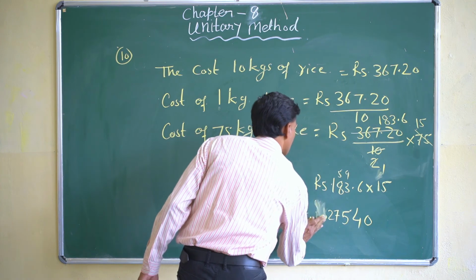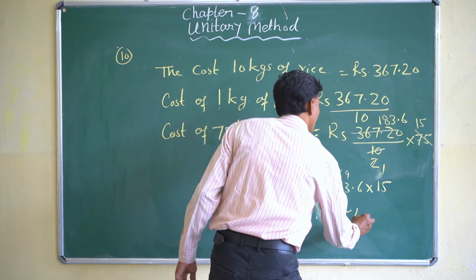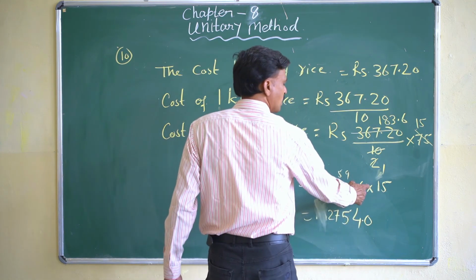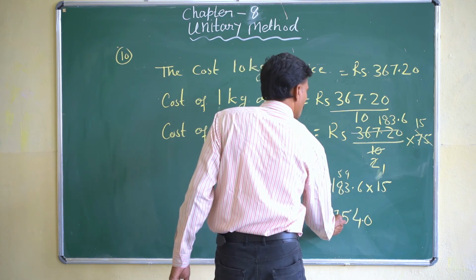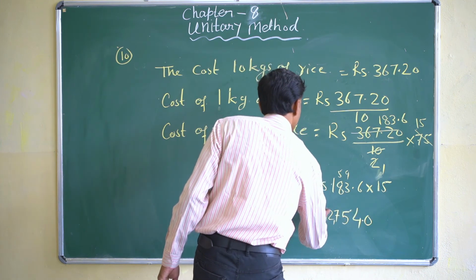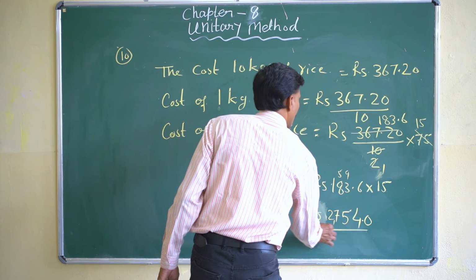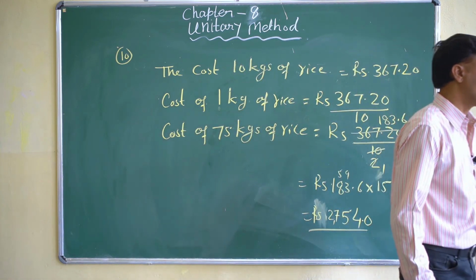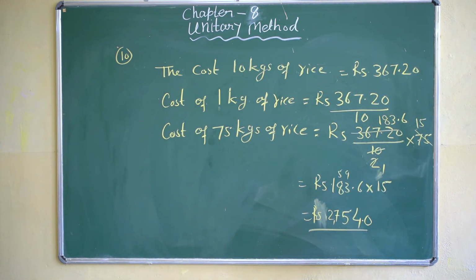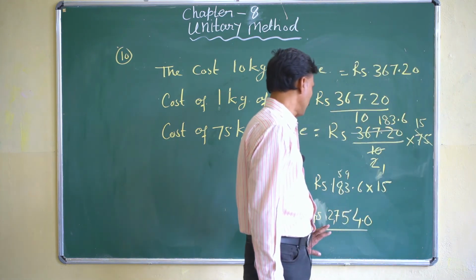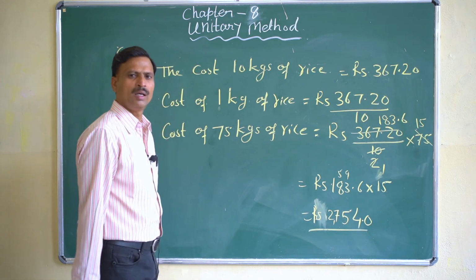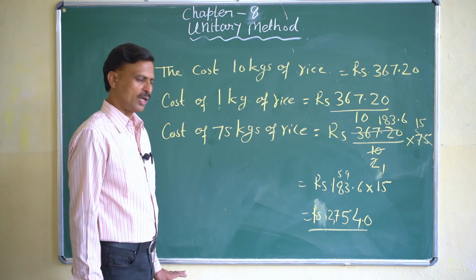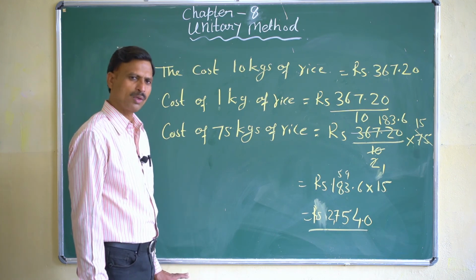So what is the cost coming? The decimal will come here because after the decimal there is 1 digit, so here also. So 2754. This is the cost of 75 kg of rice. 2754. Got it now? Any problem? Any doubt? No?